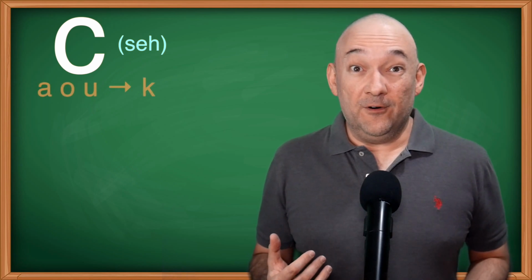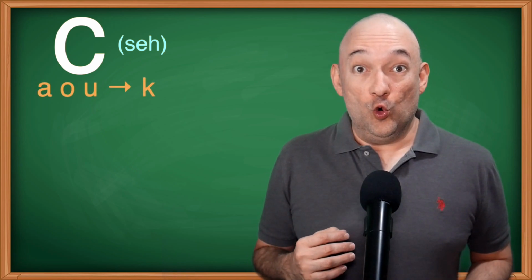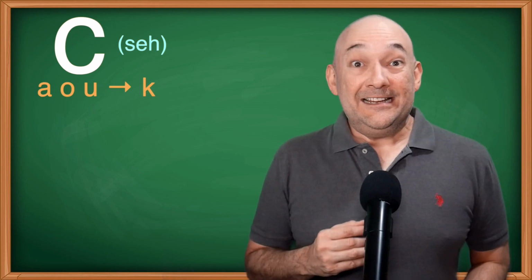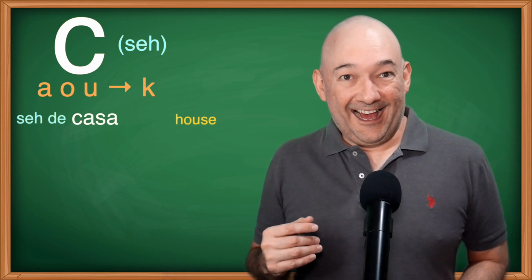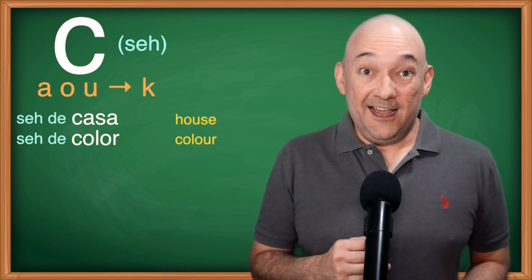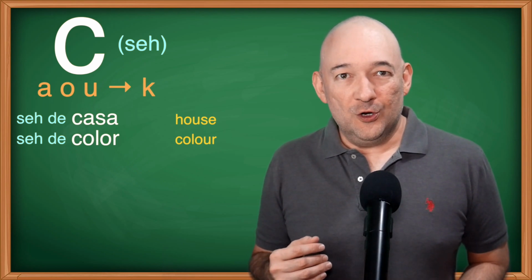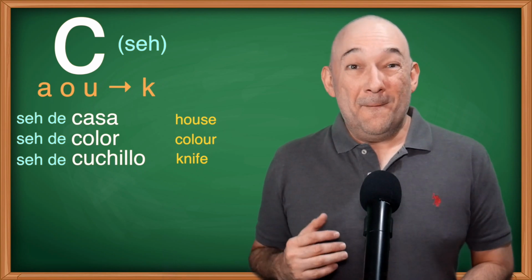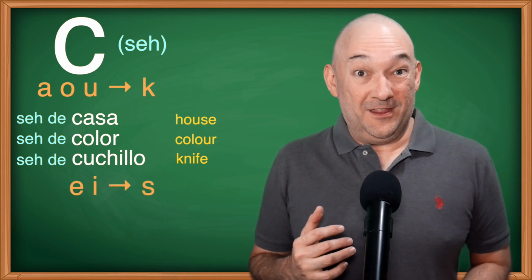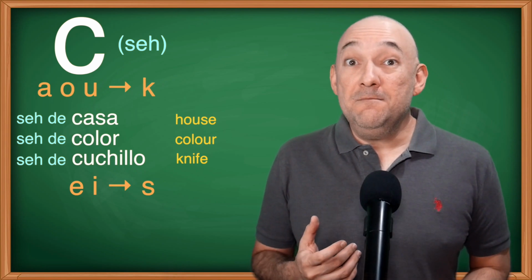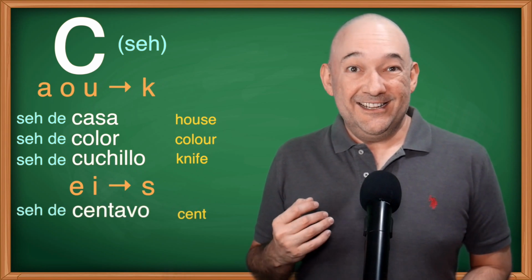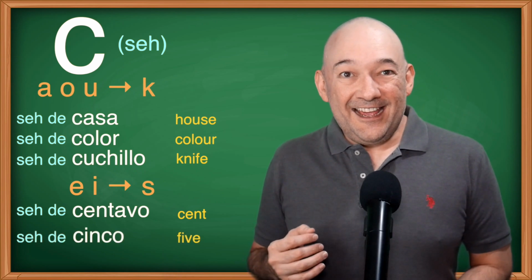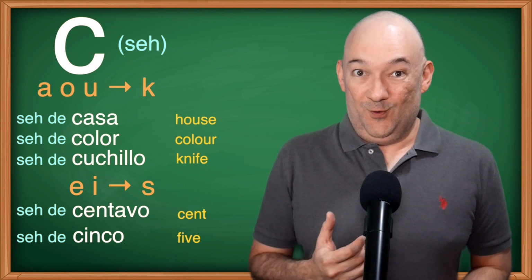C. The consonant C makes more than one sound in Spanish. When it goes before the vowels A, O, U, it makes the sound of the K in English. C de casa. C de color. C de cuchillo. But when it goes before the vowels E, I, it makes a different sound. C de centavo. C de cinco.